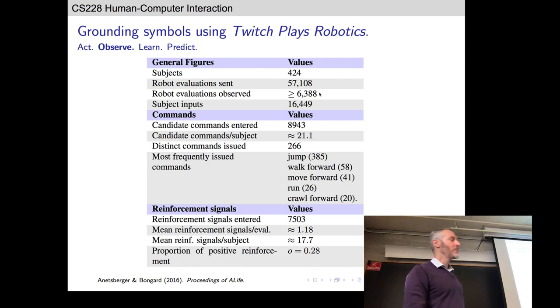So the crowd typed something in. We captured at least one upvote or one downvote for 6,388 of those robot brains. The other ones were just kind of spinning there. You know, if a robot moves in a forest, does anybody hear? The robots did something, but either no one was on the stream or no one said anything, so it's not useful for us.